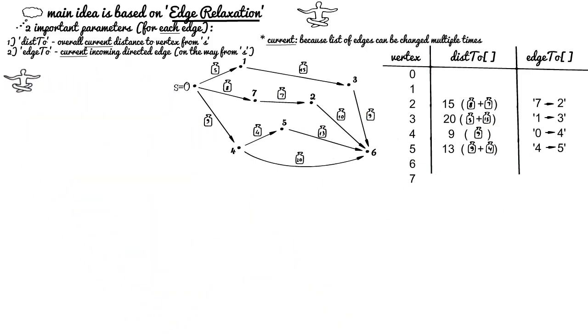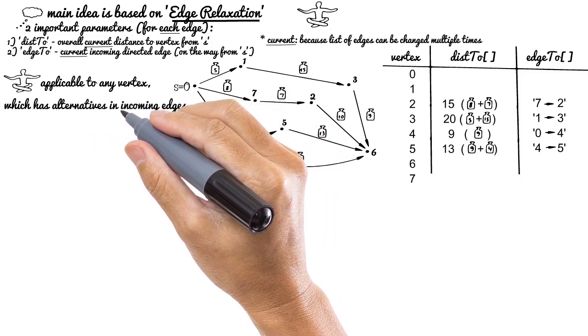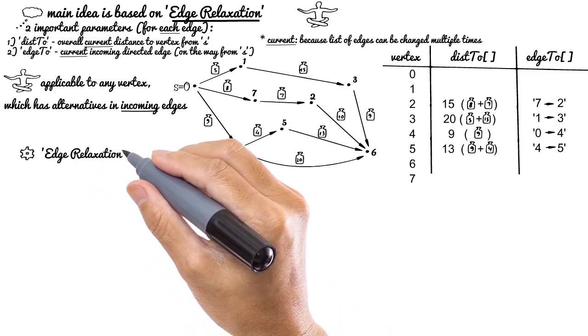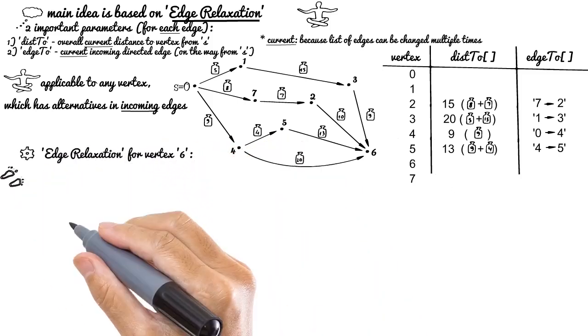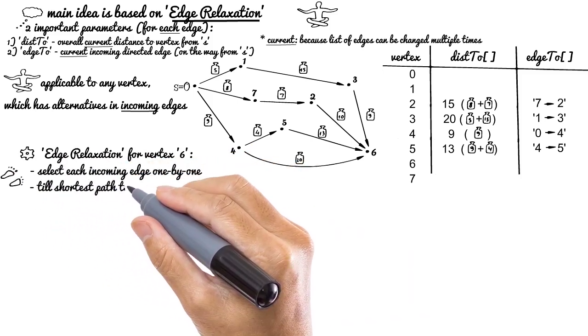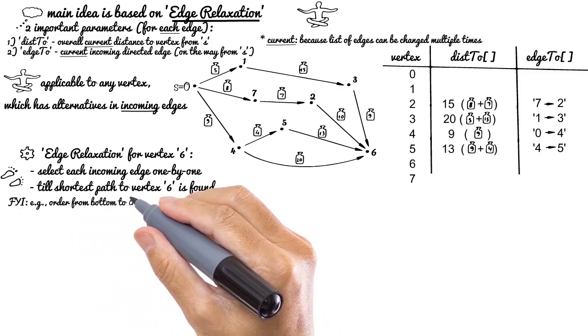Edge relaxation mechanism is applicable to any vertex which has alternatives in incoming edges. All vertices in our graph have just one incoming edge. The only exception is vertex 6, which has 4 incoming edges. So mechanism is applicable for vertex 6 in our case. It selects each edge one by one till shortest path to vertex 6 is found. Order of traversing incoming edges is out of scope for now. For our example, let it be from bottom to top.